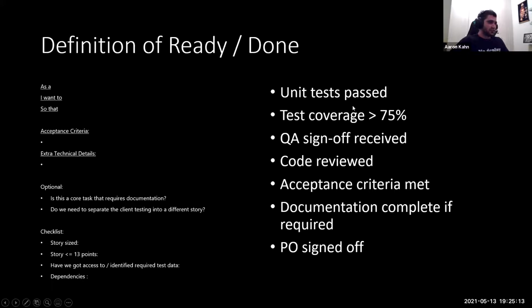And then likewise, moving on to the definition of done. Again, this is just a demo. Unit tests have passed, test coverage 75%, QA sign-off has been received, the code has been reviewed, the acceptance criteria are met, documentation is complete if required, and PO has signed off.